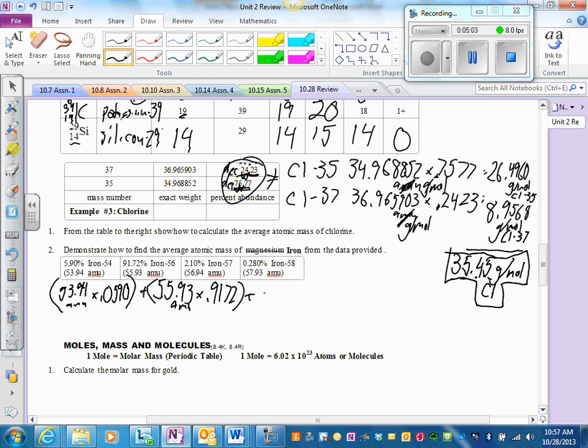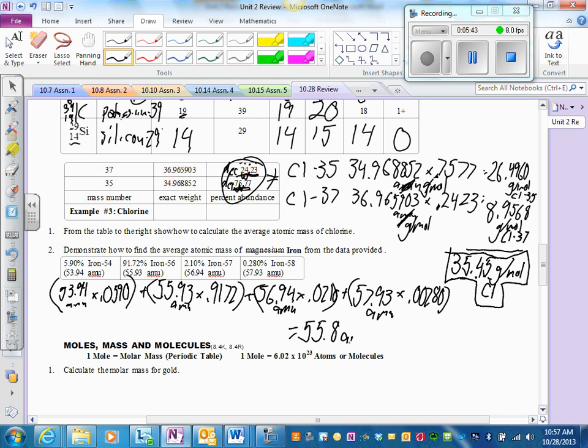plus 56.94 AMUs times 0.021, and then plus 57.93 AMUs times 0.00280. So that would give you the overall molar share of each of these added together. When you add all of those four different isotopes together, what you should end up getting is 55.8, and that would be AMUs.